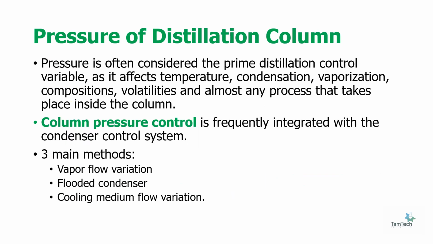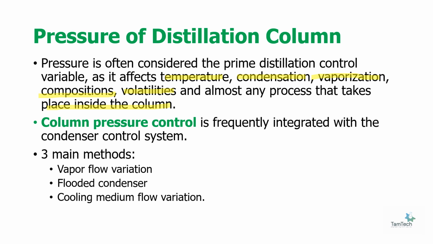Let's continue with the pressure of the distillation column. In general, pressure is often considered the prime distillation control variable because your pressure will affect your temperature, condensation, vaporization, compositions, volatilities, and almost any process that takes place inside the column. So all of them are very important because in the previous slides we just discussed that. The pressure affects the different variables, and in general it affects the unit operations and control of the distillation column. Therefore, you need to be very careful while designing your control system.